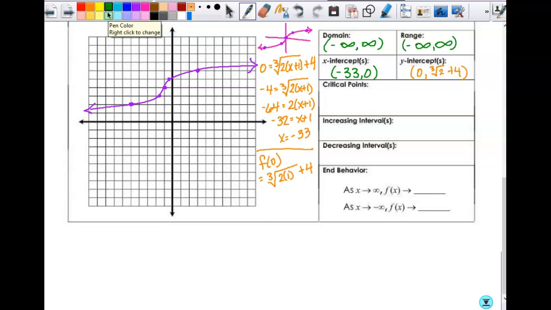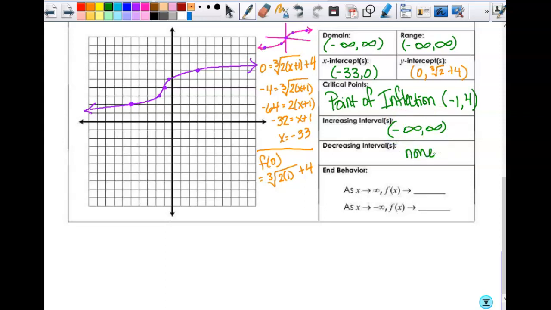All right, do we have any critical points? Yes, what is it? Point of inflection. And so that is at negative 1, is that at 4? Am I increasing anywhere? Everywhere, right? So negative infinity to infinity. Am I decreasing anywhere? No. So there is none. Then as x approaches infinity, f of x approaches what? Infinity. And as x approaches negative infinity, f of x approaches negative infinity. All right. What questions do you have?